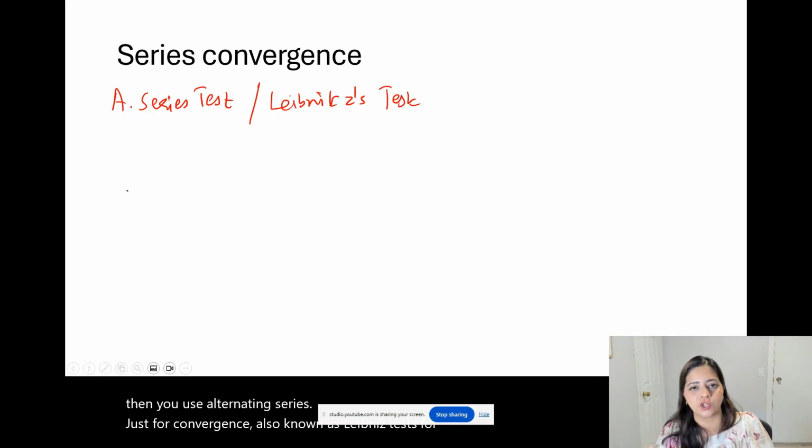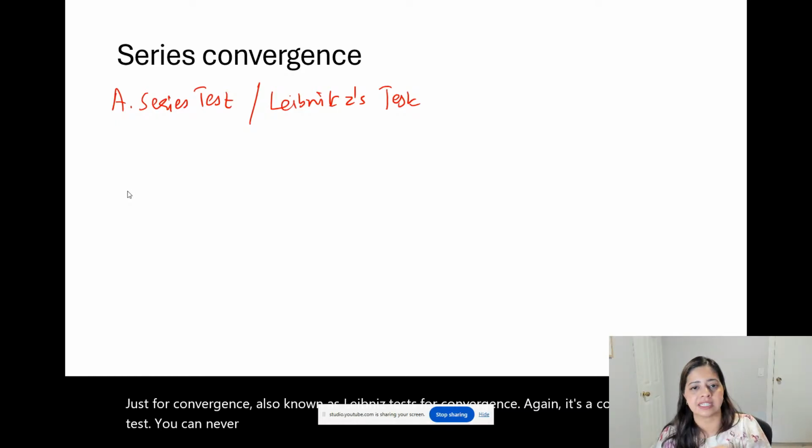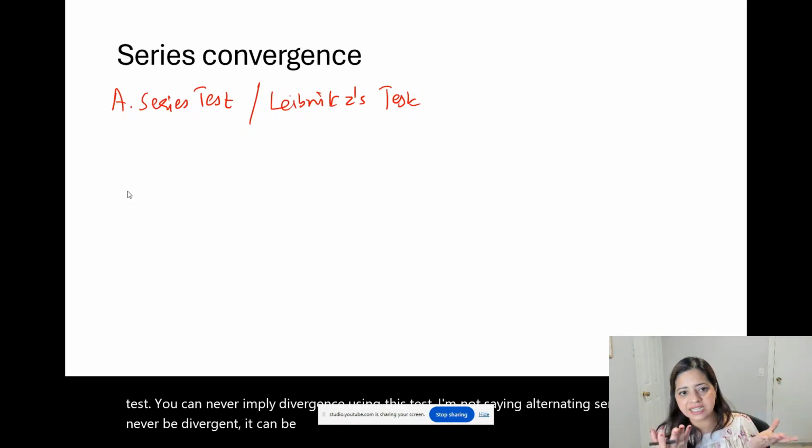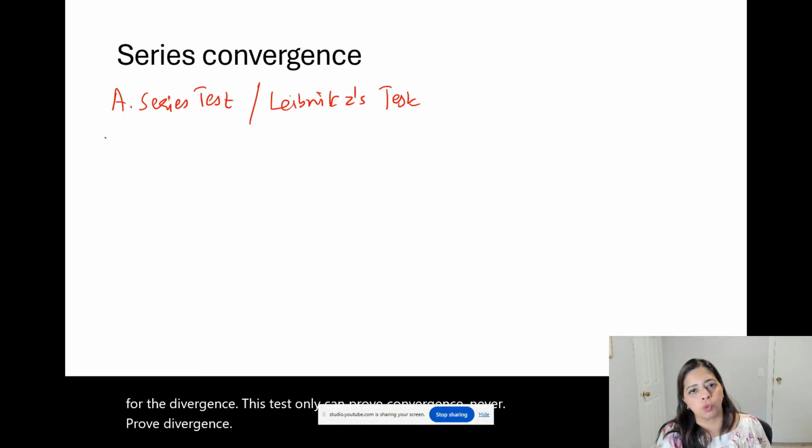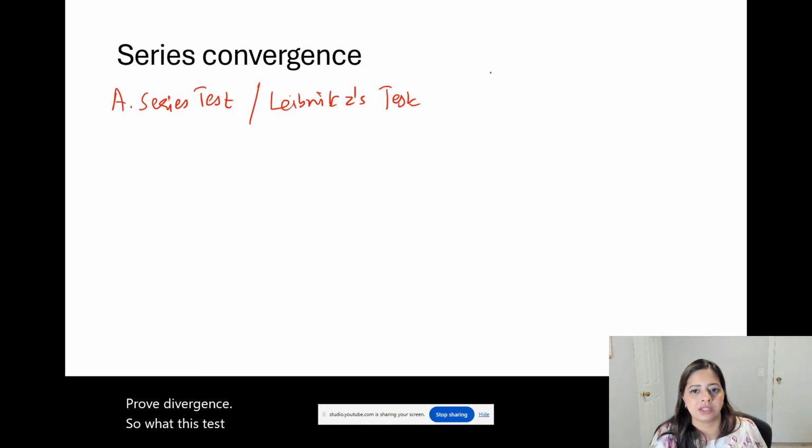Again, it's a convergence test. You can never imply divergence using this test. I'm not saying alternating series can never be divergent. It can be divergent, but this test does not qualify to account for the divergence. This test can only prove convergence, never prove divergence. So what is this test? This is your series.